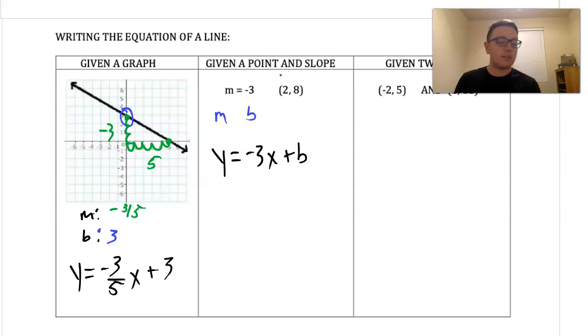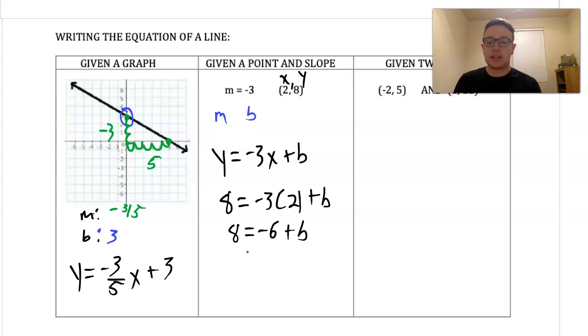Well, we have an ordered pair here. What does an ordered pair represent? It represents x comma y, meaning that we can substitute these two values in. Y becomes 8, and x becomes 2. We can simplify this out and find out that b is going to be equal to 14. So now we have m and we have b. So we can just write this out as y is equal to mx plus b.